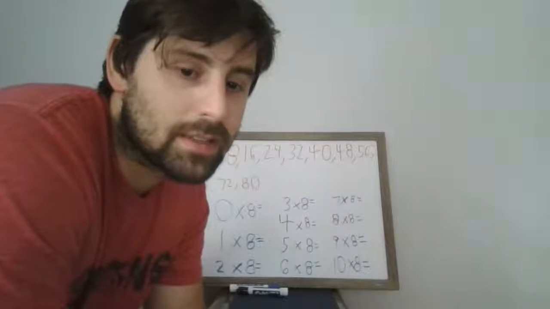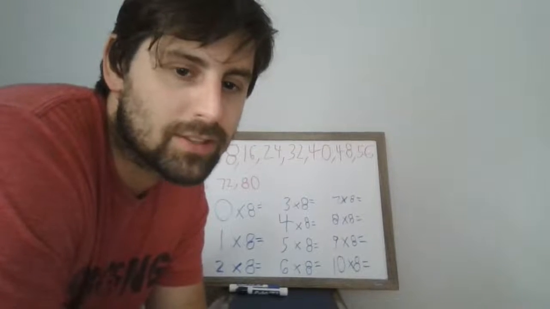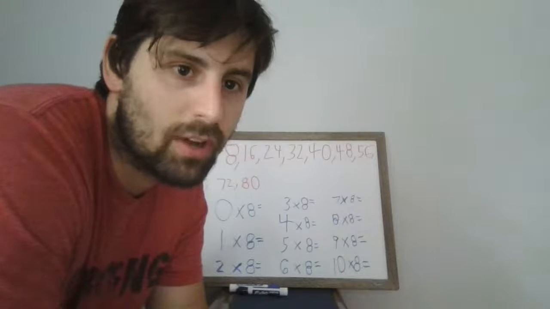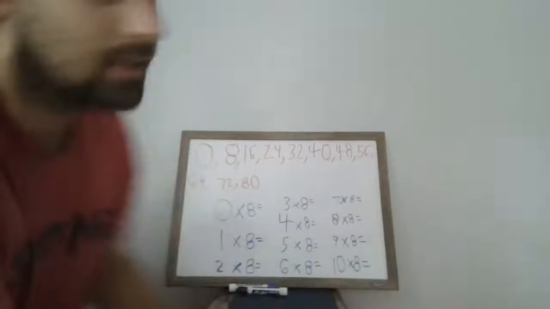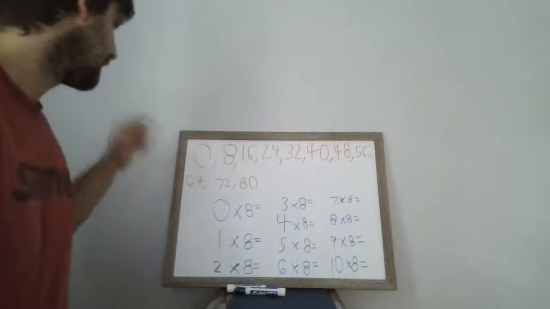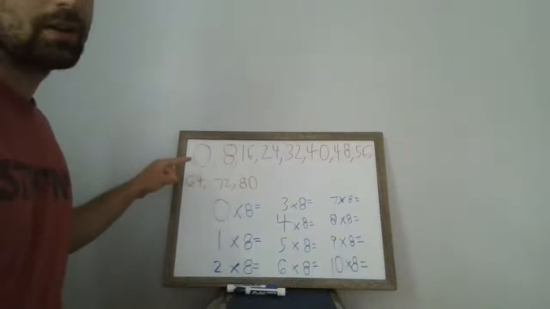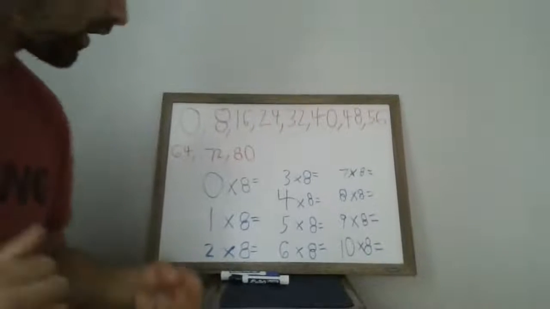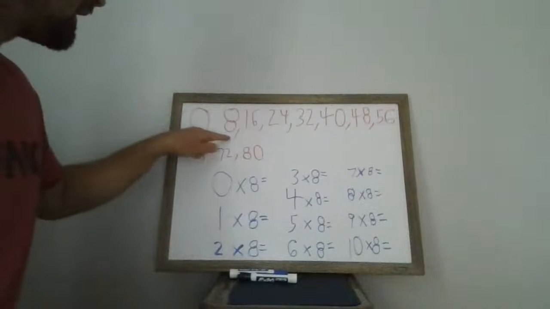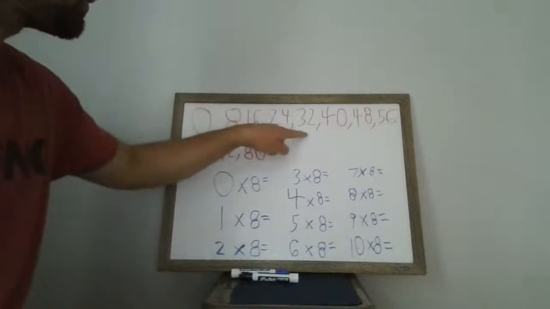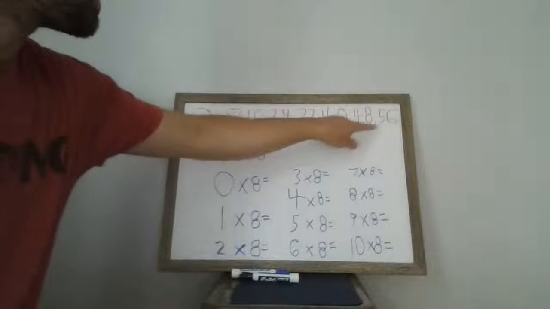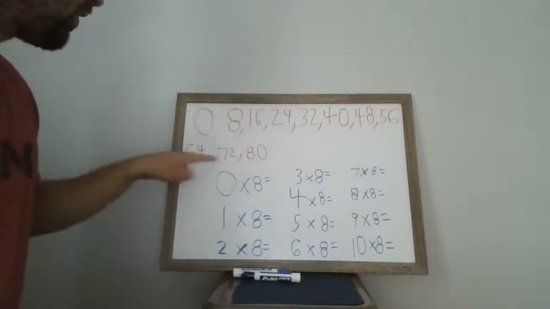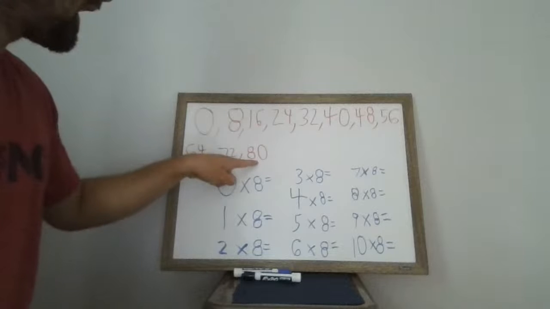Skip counting is the quickest and one of the most effective ways to master single-digit multiplication. So I'm going to start off by skip counting by 8. All right, ready? Here we go. Let me bring this close so you can really see the numbers here. All right. 0, 8, 16, 24, 32, 40, 48, 56, 64, 72, 80.